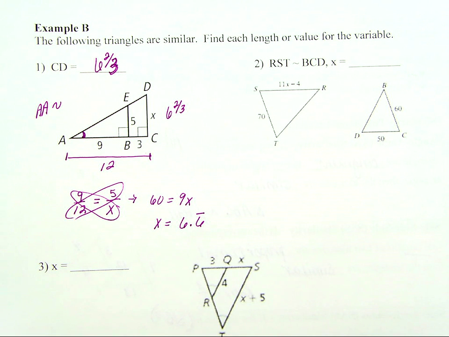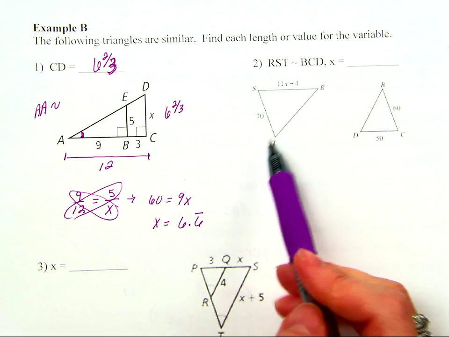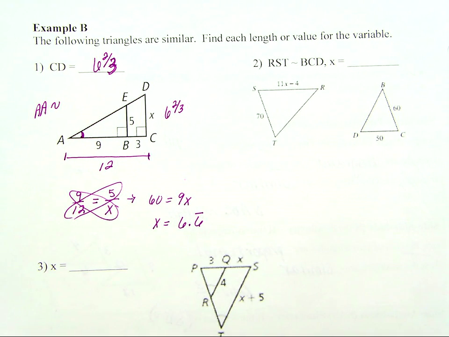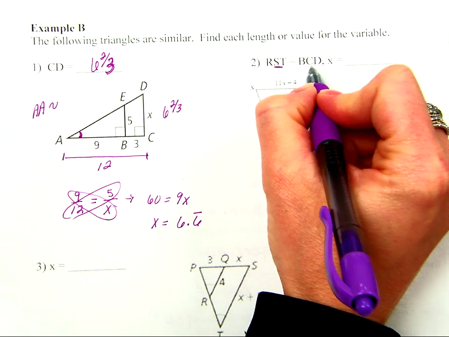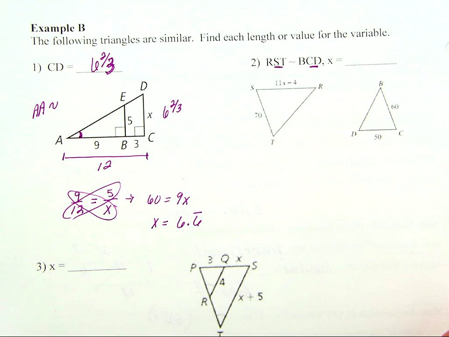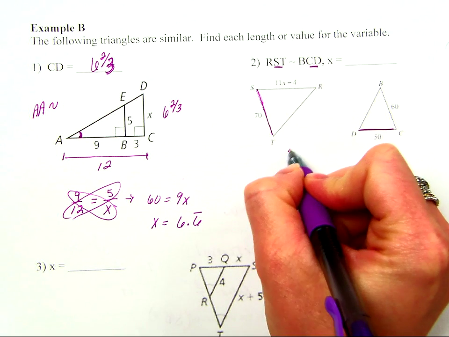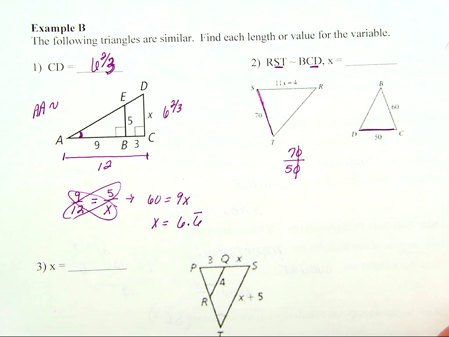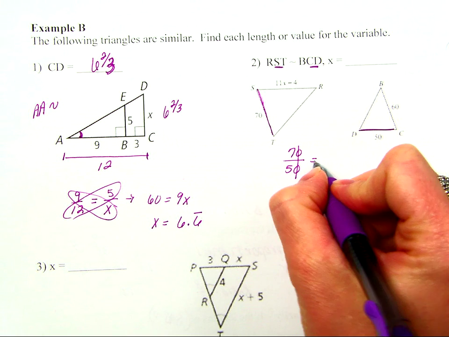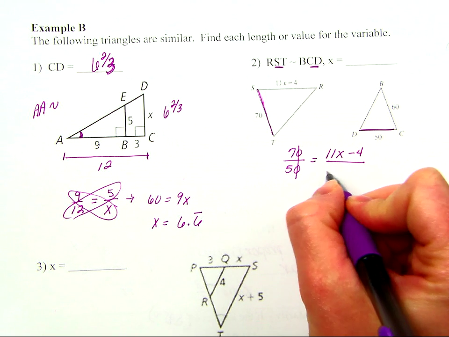In picture number 2, we are given that RST is similar to BCD. Find the value for x. Sometimes it can be confusing as to which sides correspond. And so if I'm not sure which side corresponds with ST, I'm going to go up here and check the order of the letters. ST corresponds to CD, so my side 70 here is going to correspond to my side 50. So right now, well, I know my ratio is 7 to 5. And that should be the same ratio as my side SR to my side BC.